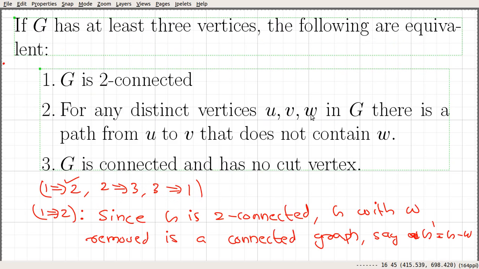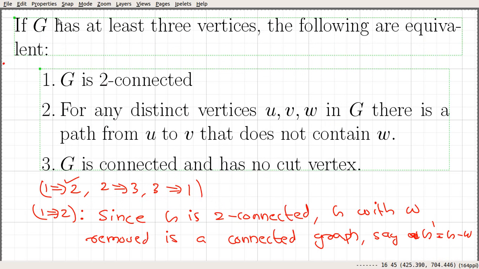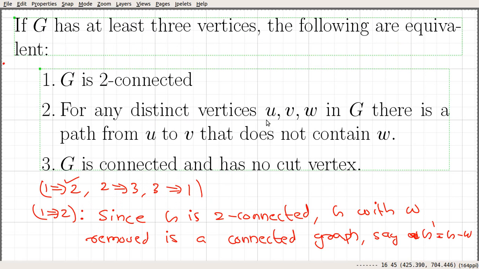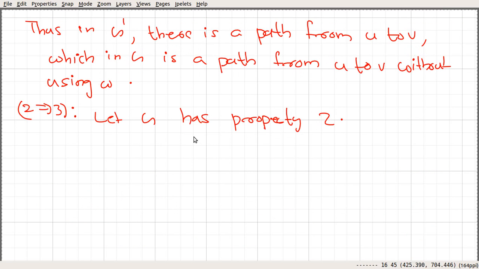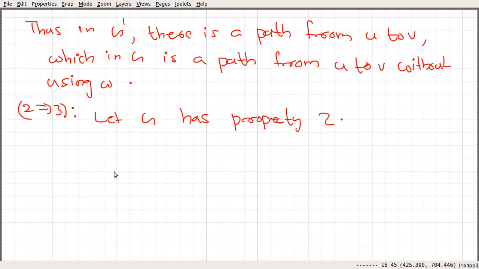This is property 2. It says G has at least 3 vertices, and for any distinct vertices U, V, W in G, there is a path from U to V that does not contain W. So let G have property 2. Again, we can see that for any distinct vertices U and V, there is a path from U to V. So that says G is connected. So we proved this part: G is connected.